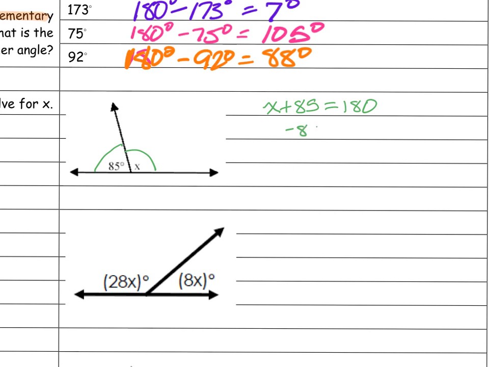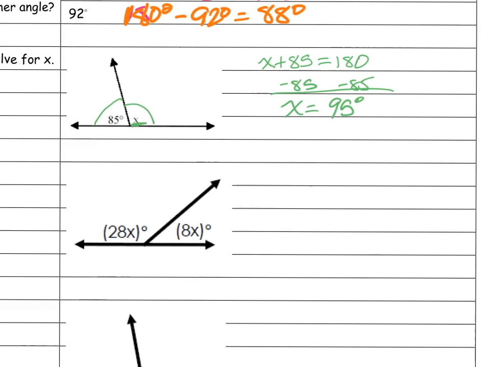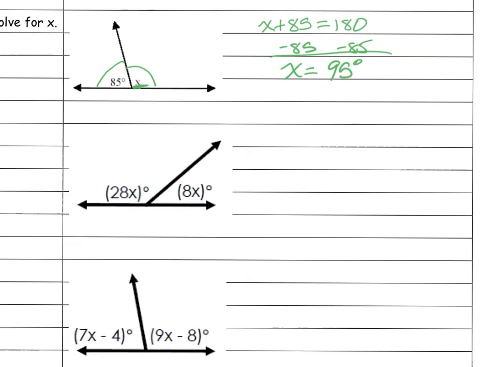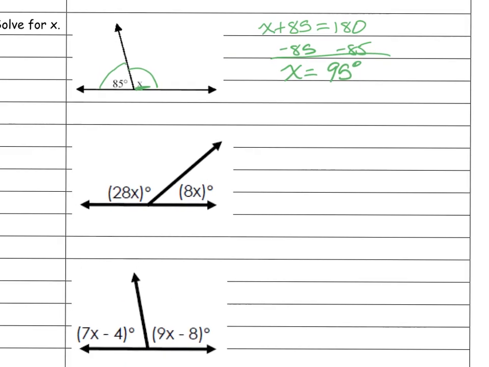So I'm going to subtract 85. So x is going to equal 95, I believe. Yep, 95. And again, because this is x by itself, that's just what my angle is, 95 degrees. Unlike my next problem, when I solve for x, I won't know what the angle is, but I'm still going to do it the same way.